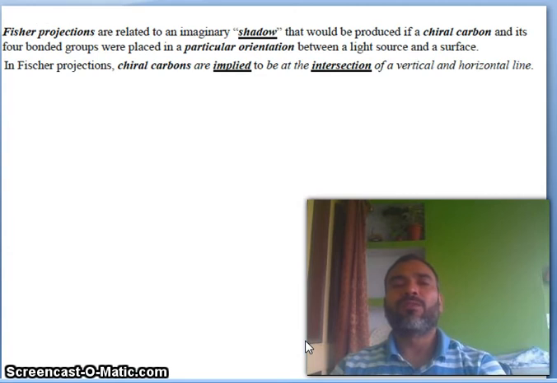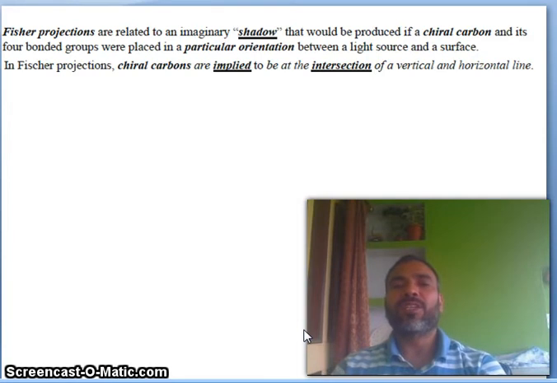So Fisher projections are related to an imaginary shadow. You just imagine it, an imaginary shadow that would be produced if a chiral carbon and its four bonded groups were placed in a particular orientation between a light source and a surface. Orientation is also a very important word if you are studying stereochemistry.